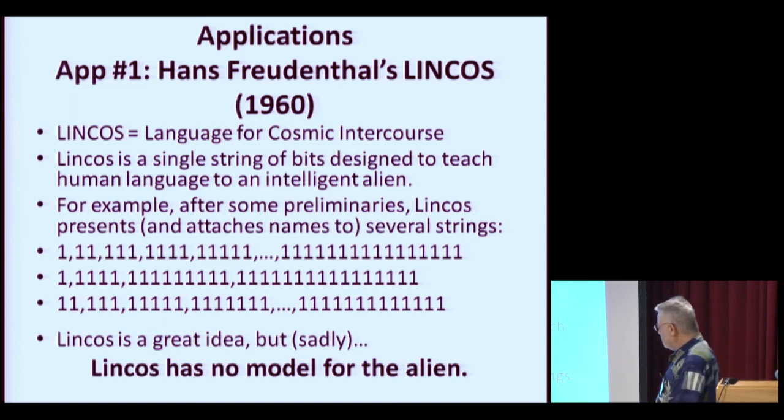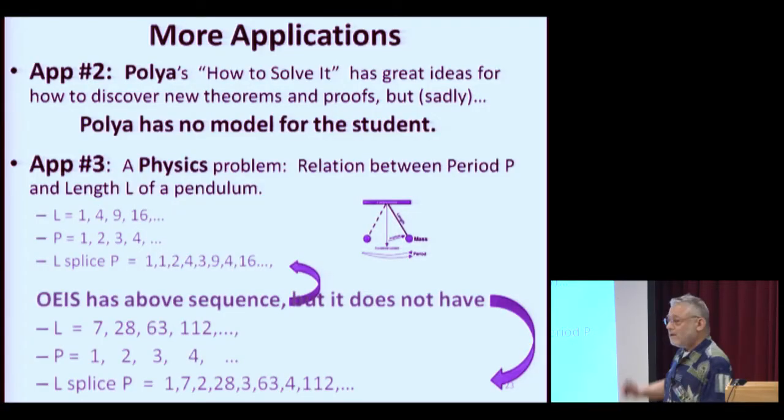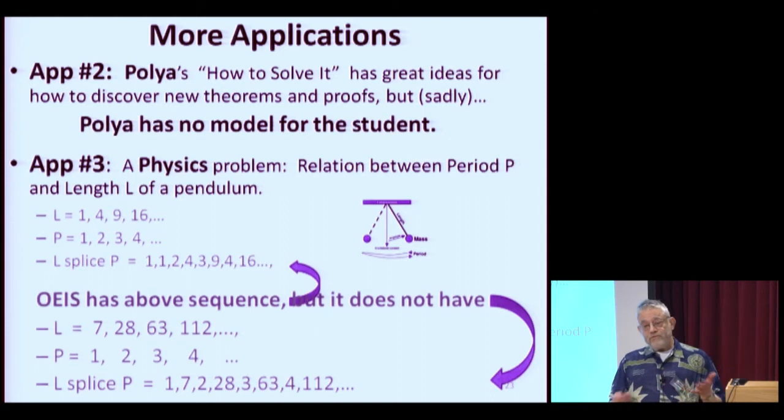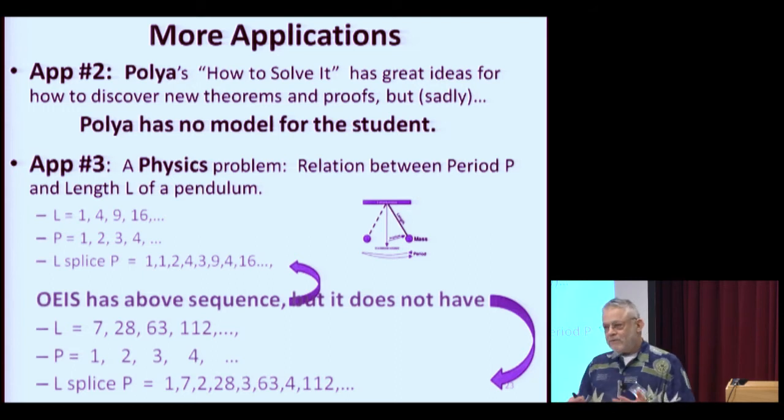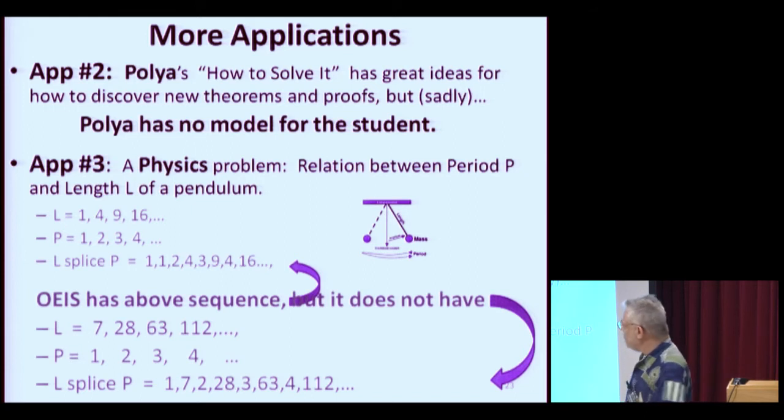I love it. But sadly, LINCOS has no model for the alien. What he sort of does is say that this alien, if it's going to be able to read this message at all, has to have enough brights and enough intelligence to understand this stuff. But I would like to have a model for the alien. And so part of what I'm trying to do here is get a model for the alien. Polya, How to Solve It. Polya has a wonderful book telling you how to go about doing discovery. It's great, but he has no model for the student. I would really like to have some more well-defined model for the student.